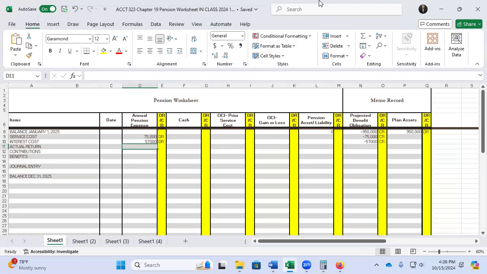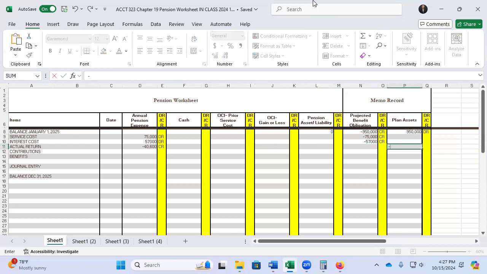Our actual and expected return on plan assets is 40,600. That's a credit, and that increases our plan assets. Our contributions are 10,000. So our cash is going to go down 10,000.